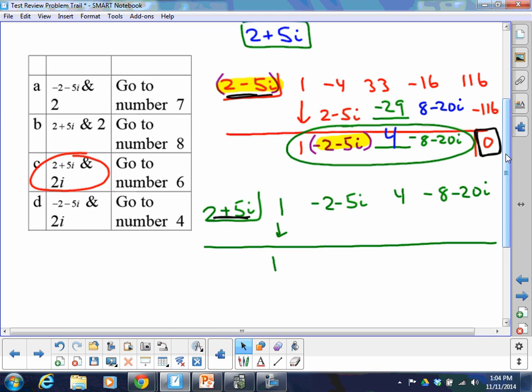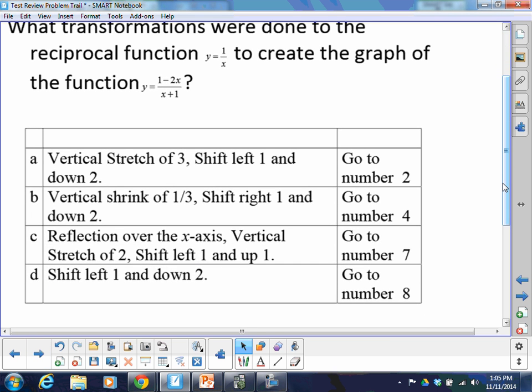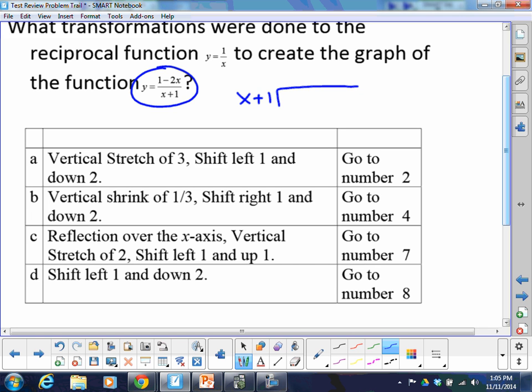Okay, so number 4. Which transformations would be done to the parent function, which is 1 over x, based on this function here. In this case, since that's in a little different form, I see that 1 minus 2x in the numerator, so I'm actually going to do the division. I'm going to do a long division. I'm going to rewrite the numerator also. We like to write in standard form where the exponents are descending. So negative 2x plus 1 is the exact same thing as 1 minus 2x.